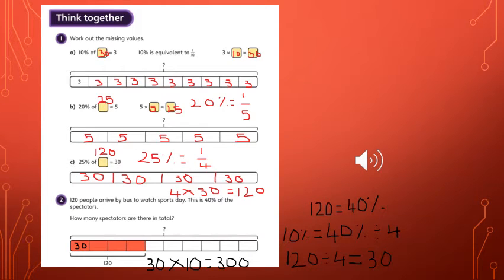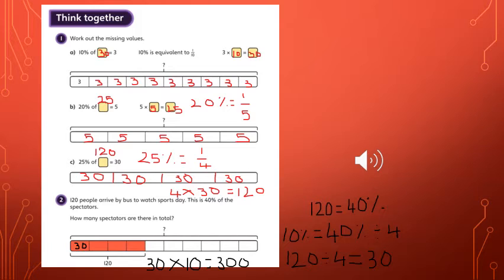Let's have a look at the think together. We're being asked to work out the missing values for question 1. A is asking 10% of something equals 3. And we know that 10% is equivalent to 1/10. So the bar model has been split into tenths. And we know that 10% is 3, so we can work out 100% by timesing 3 by 10, which gives us 30. So 10% of 30 equals 3.